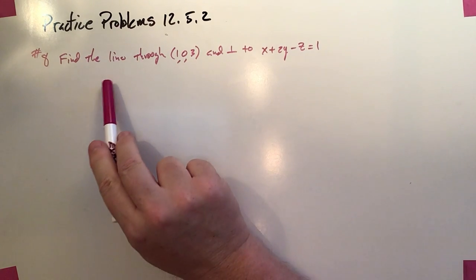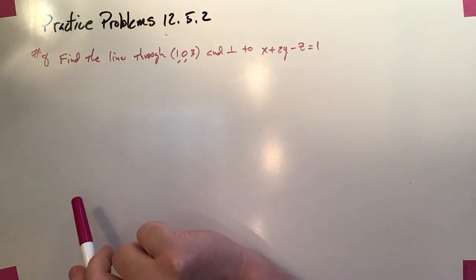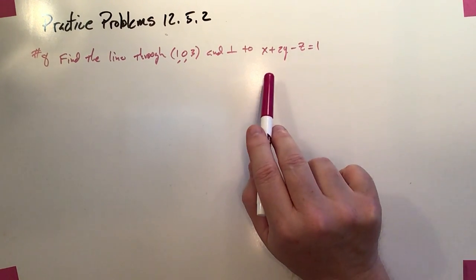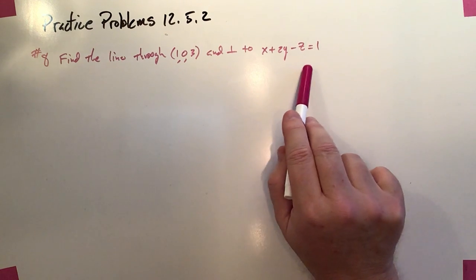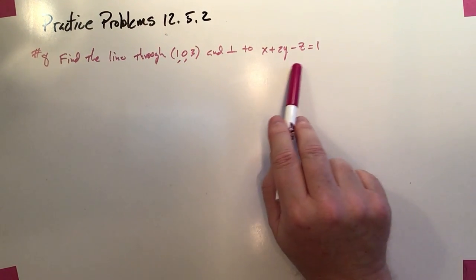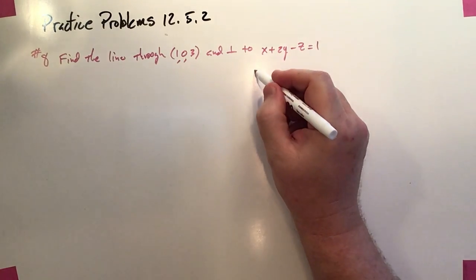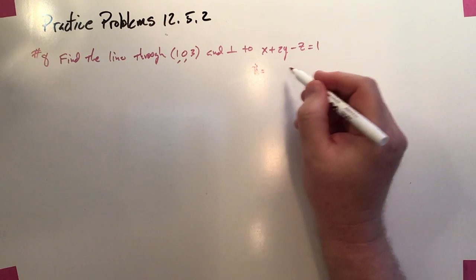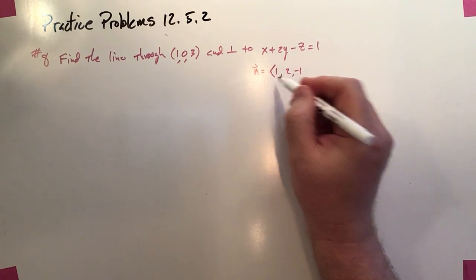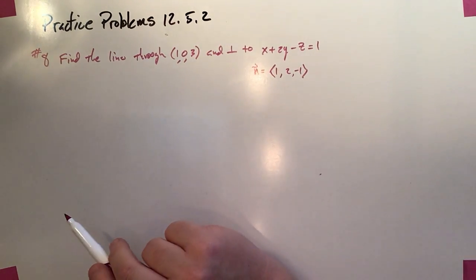Well, in order to find the equation for a line, we need two things. We need a vector that runs in the direction of the line, and we need a point. So we've got the point, and we can get the vector that runs in the direction of the line here. Because the line I want is perpendicular to this plane, the normal for the plane will act as that vector that runs in the direction of the line. Of course, that normal in this case is equal to 1, 2, negative 1. So I want an equation for a line that runs in this direction and goes through this point.